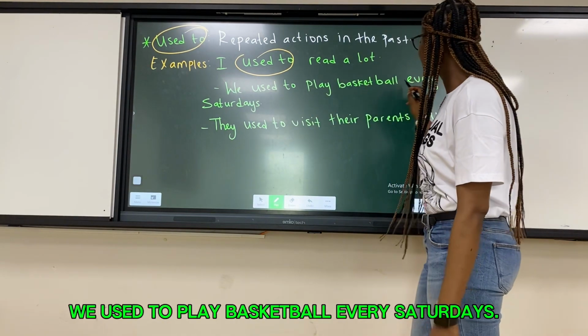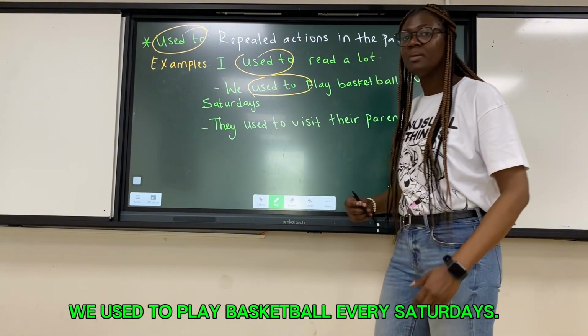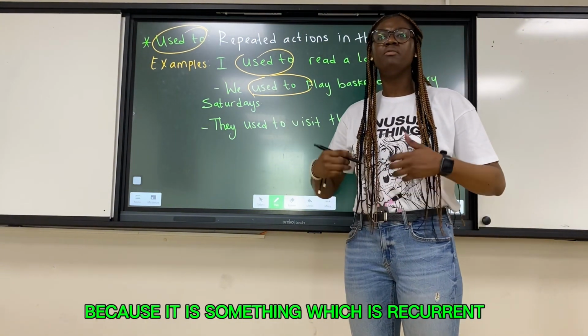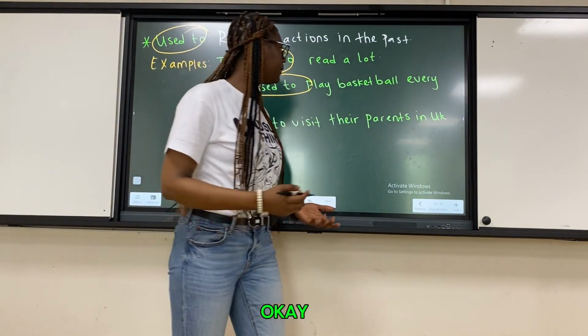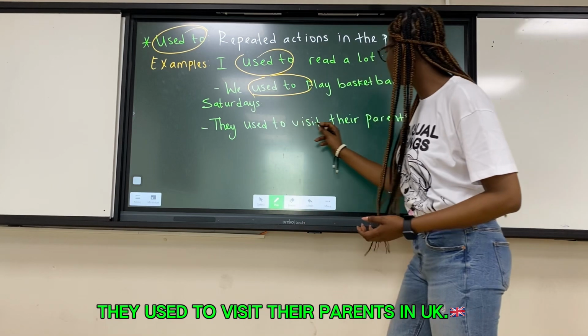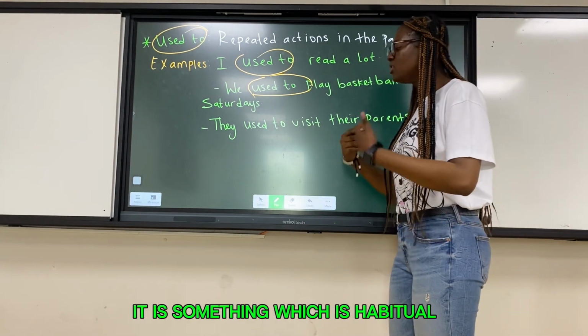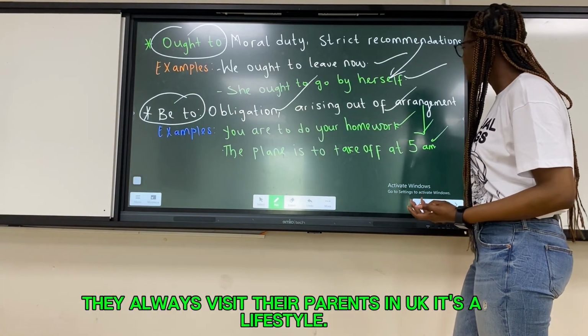We used to play basketball every Saturday because it is something which is recurrent. When something is recurrent, it is repeated. They used to visit their parents in UK. It is something which is habitual. They always visit their parents in UK. It's a lifestyle.